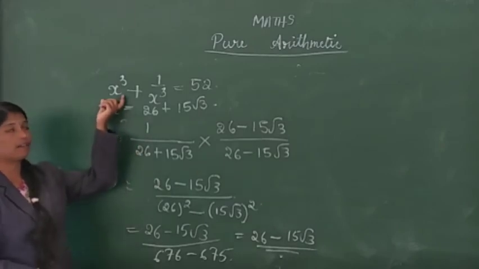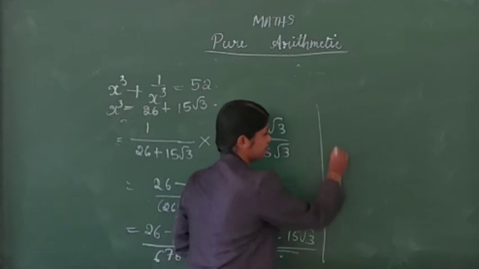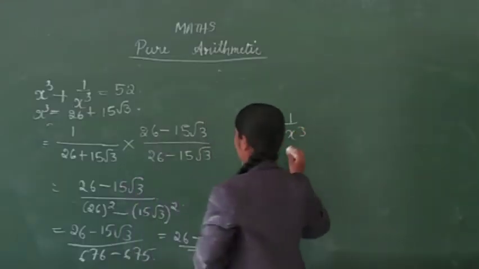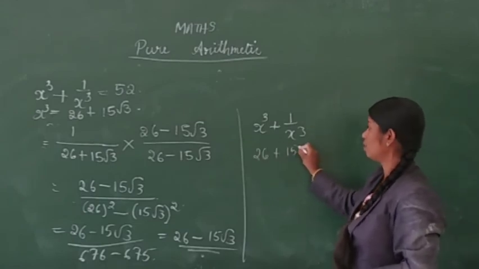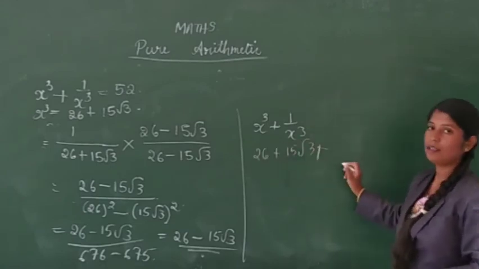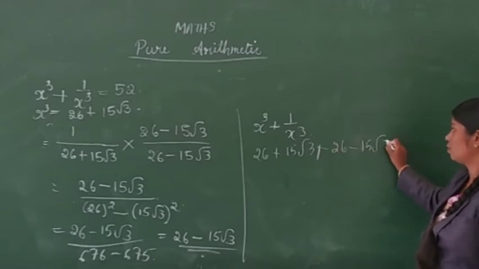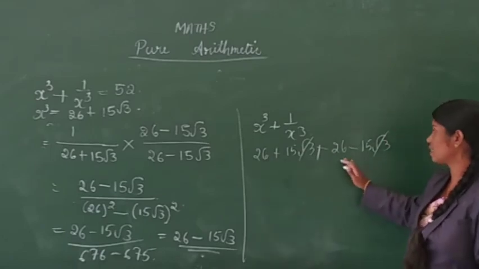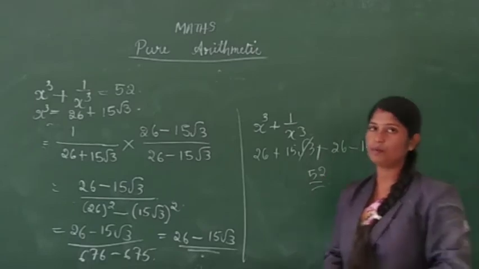Then we have to find x cube plus 1 by x cube. The x cube value is 26 plus 15 root 3, plus 1 by x cube, which is 26 minus 15 root 3. So 15 root 3 and 15 root 3 get cancelled. 26 plus 26 is 52. This is what we have to prove.